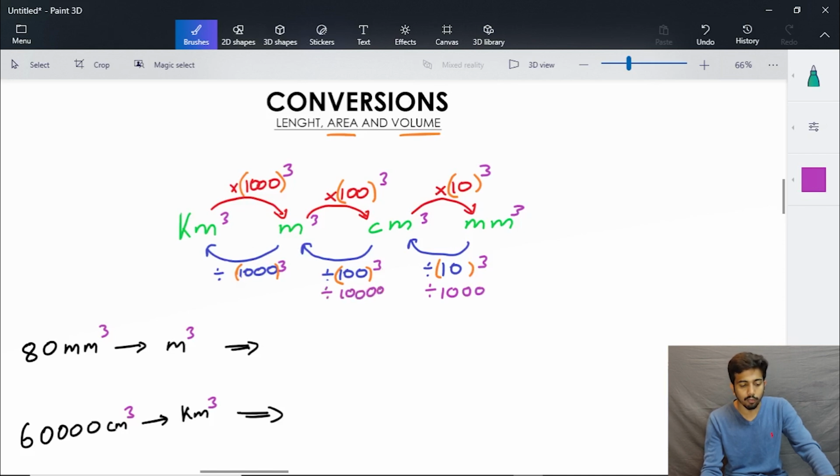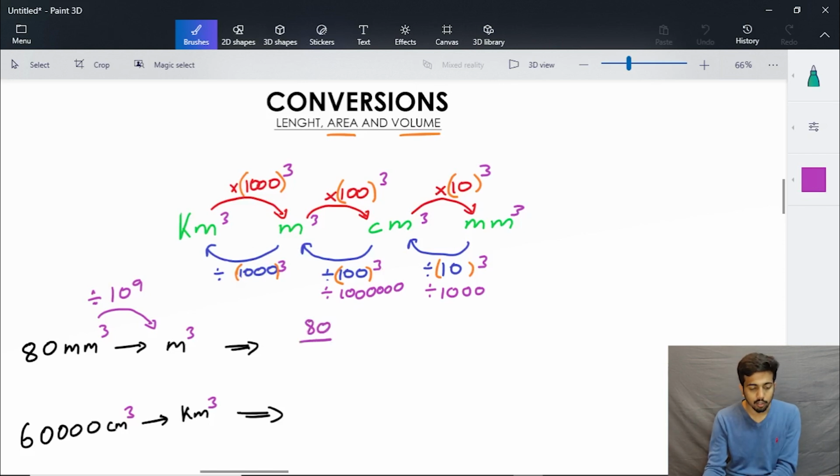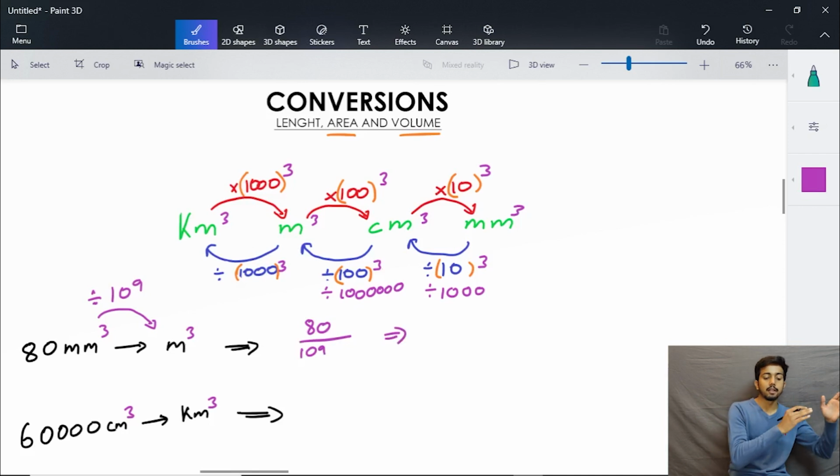So 1, 2, 3, 4, 5, 6 zeros. We can add the total number of zeros, which is 9 zeros, and we can directly say that in order to go from 80 millimeter cube to meter cube, we'll need to divide by 10 to the power of 9, because there are a total of 6 and 3, 9 zeros. So here we can say 80 divided by 10 to the power of 9, which means that the decimal will go 9 places back.